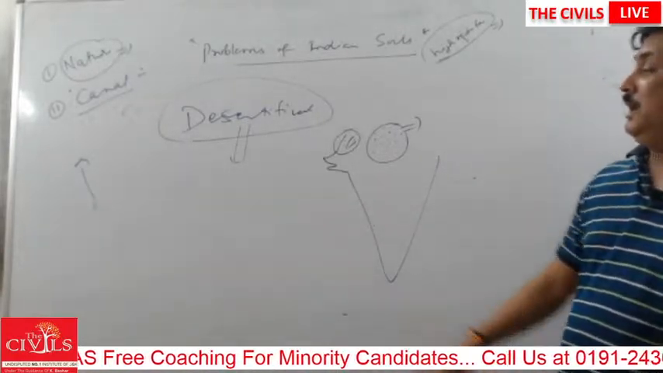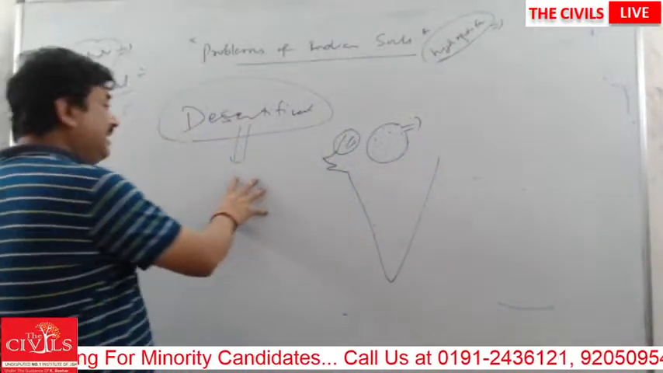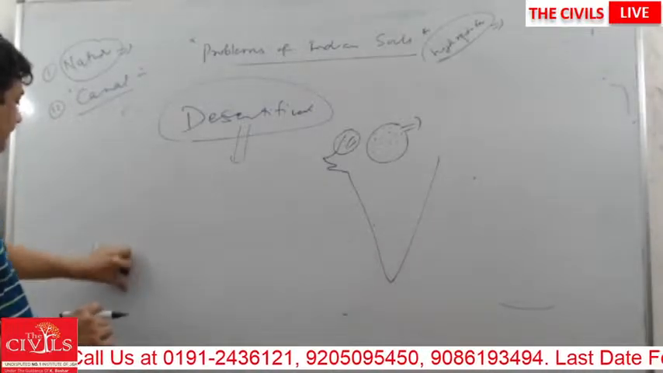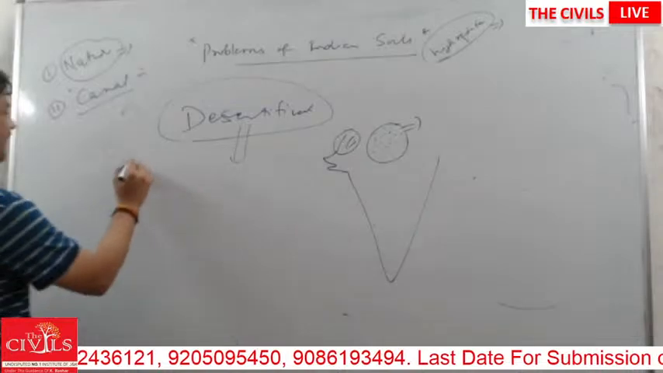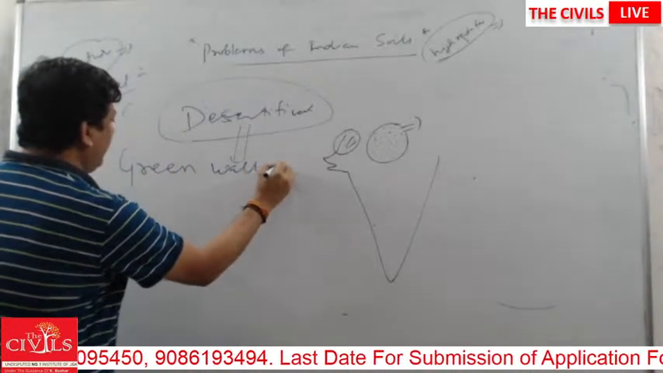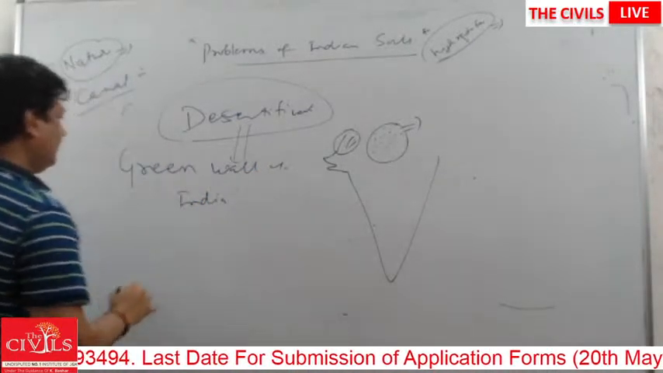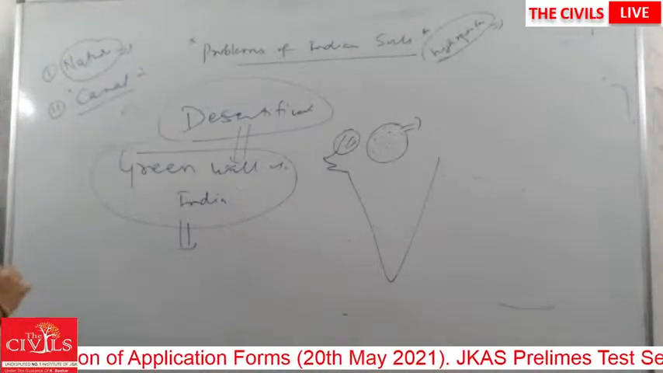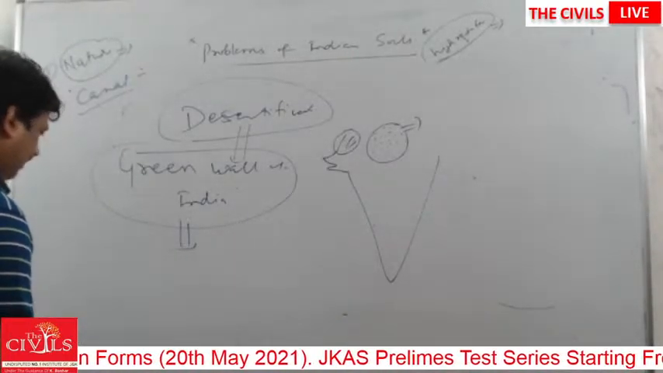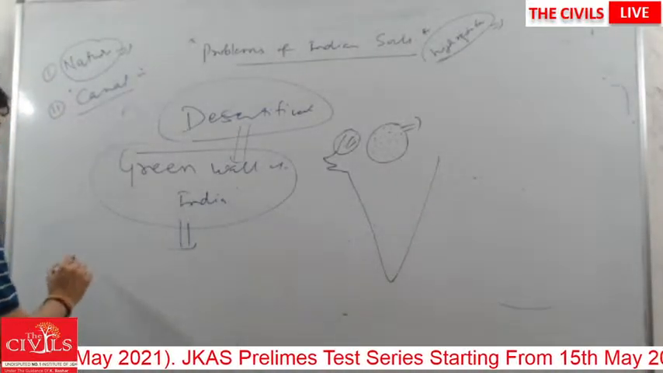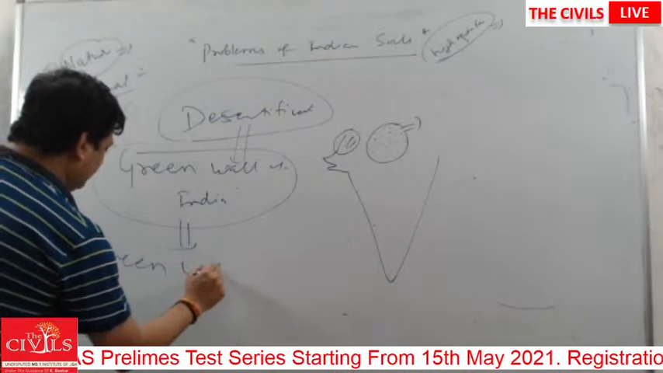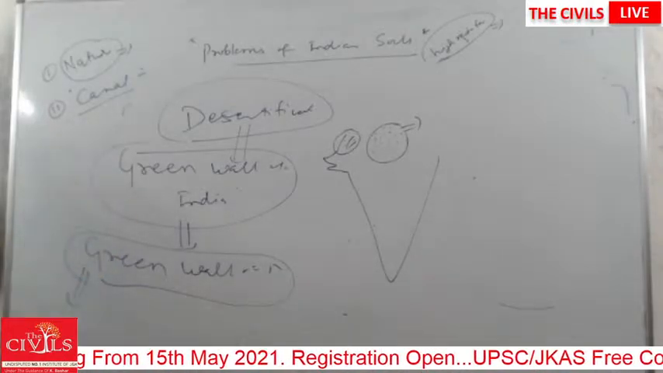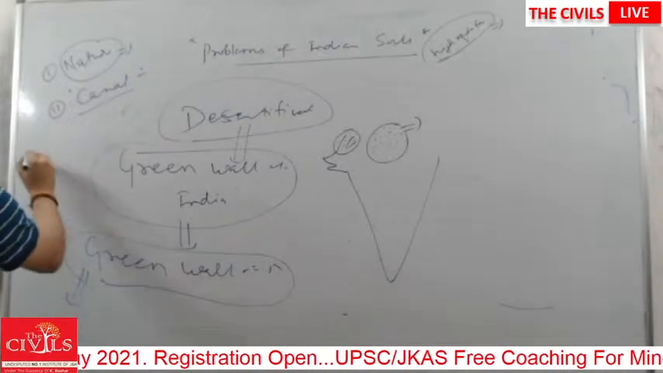Now to reduce this desertification, the Indian government has prepared an extensive program under the name of Green Wall of India. This Green Wall of India is based on a project which is already going on in Africa, the Green Wall of Africa. The Green Wall of Africa is planting of green trees from Senegal in the west to Ethiopia in the east.